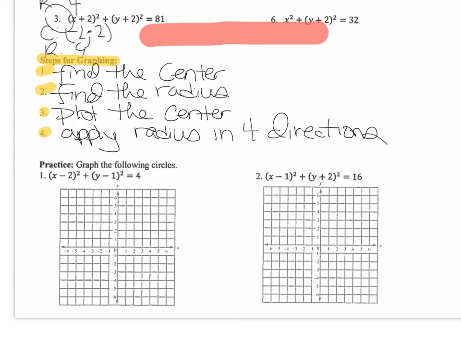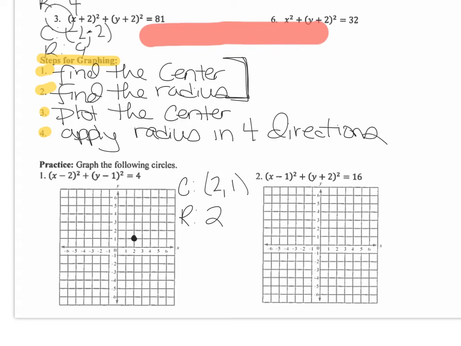So the first thing I'm going to do is find the center, and then I'm going to find the radius. These first 2 steps I did just on all of those problems above, 1 through 6 above. We found the center, we found the radius. I'm now going to plot the center, and then apply the radius in 4 directions. So let's look at this first problem. First thing I need to do is find the center and find the radius. What's my center? 2, 1. What's my radius? 2. So, okay, I'm now going to plot my center 2, 1.